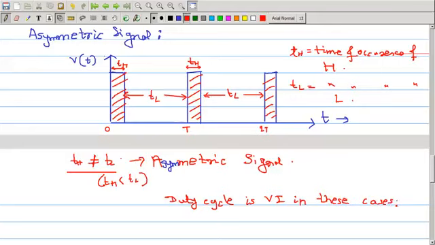Here the duty cycle plays a very important role, because in symmetric signals the duty cycle will always be 50%. If the signal is symmetric, the duty cycle will always be 50%. In symmetric signals the duty cycle is always 50%, you need not worry about it. But in asymmetric signals the duty cycle will vary from one case to another.